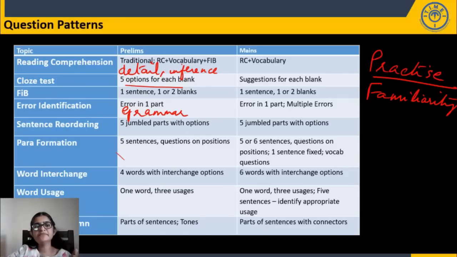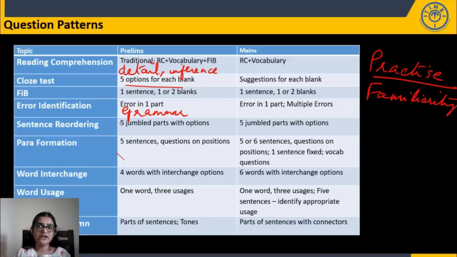So in prelims and mains exams, what has been traditionally appearing is you get 5 jumbled parts, and then you are given options. So C, B, D, A, E or A, C, D, E, B, like that. You have to pick the right option. Fine. Then you have para formation. This is one question type which most of you have been doing from school onwards.